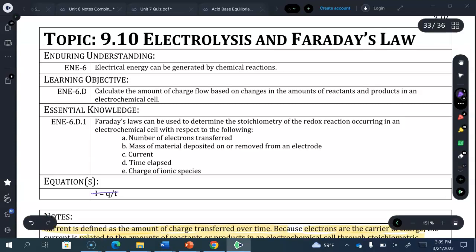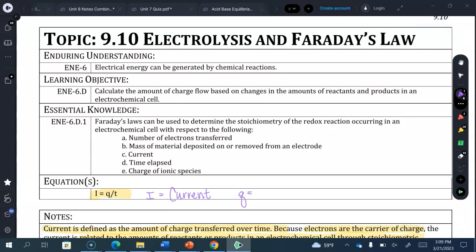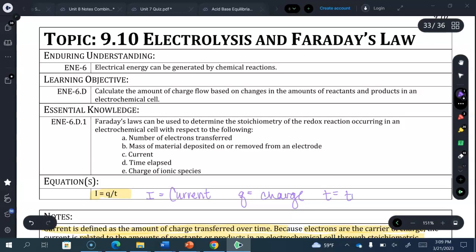We are going to introduce this equation, where I, because that's going to be the interesting one, is current. Q is charge. And then T is time, because it's a lowercase t, not temperature.